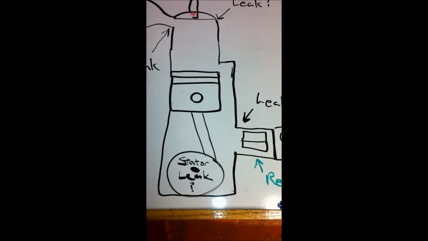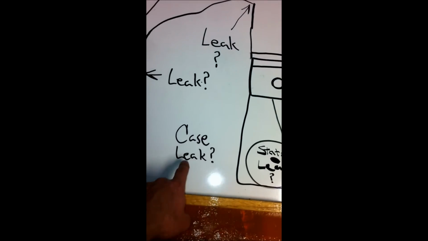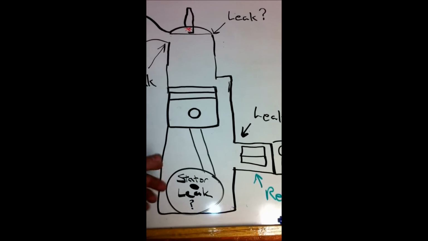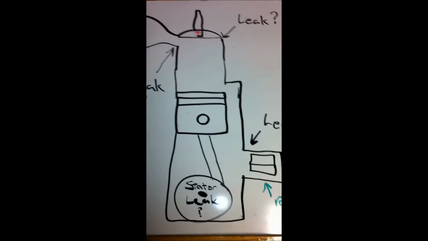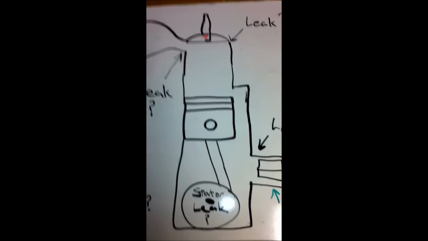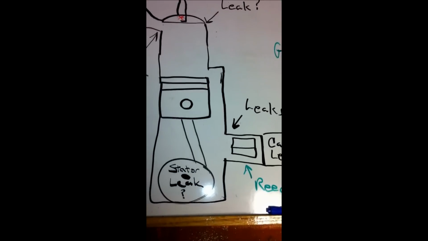The only other possibility for intake leaks is going to be a case leak. So if the motor separates left from right and not top from bottom, there might be a gasket. And if it separates top from bottom, then more than likely it's just sealed with RTV. So those are the possibilities.